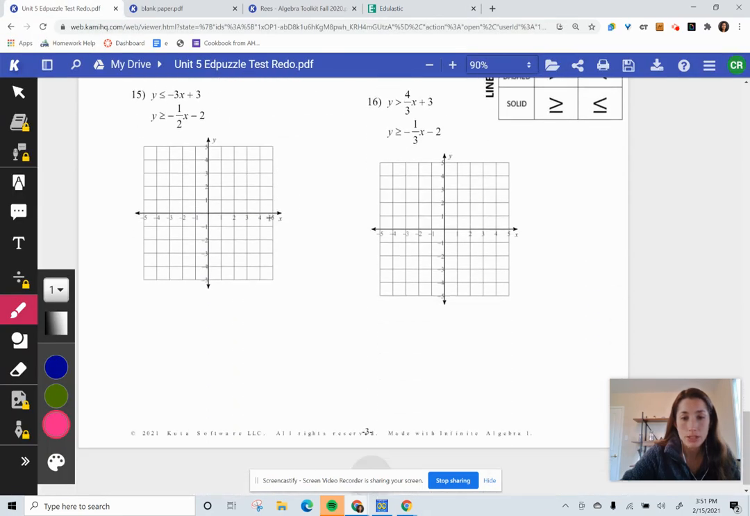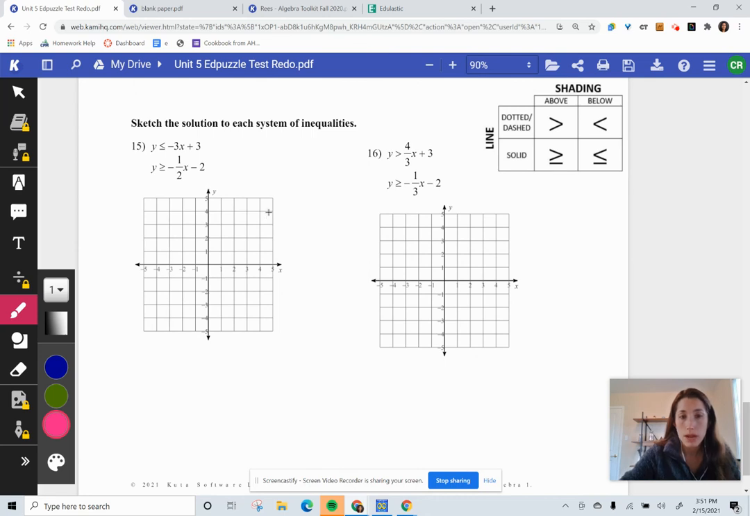Okay, and our last type of question, we are graphing a system of linear inequalities. So first thing we would do here is identify our slope as -3. I'm going to put that over 1. Our intercept is at 0, 3. And for this line, it's a less than or equal to, so it's a solid line with shading below. Solid and below. I'm going to start at 0, 3. Negative slope is down to the right. So down 1, 2, 3 to the right 1.